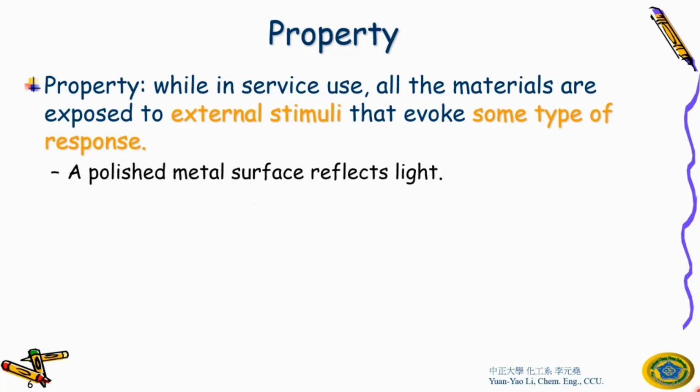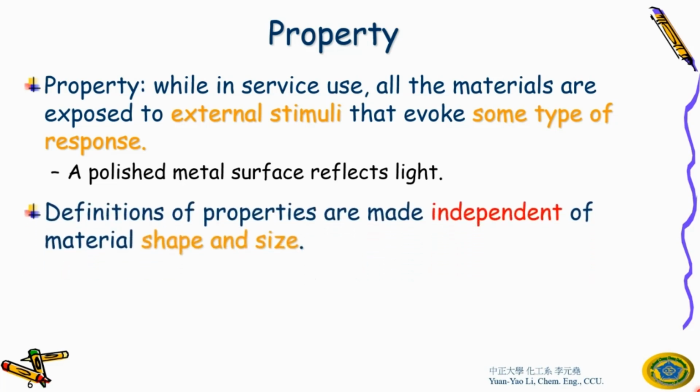For example, if there's a polished metal surface, okay? For example, you have a piece of copper, and you polish the surface very well, and the surface of the copper will reflect the light. If the light hits the surface of the copper, the light will reflect to you. This is what we call O type. This is O type of mirror, right? Okay, O type of mirror.